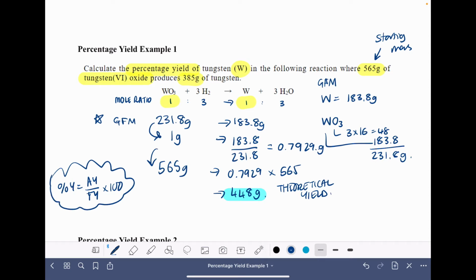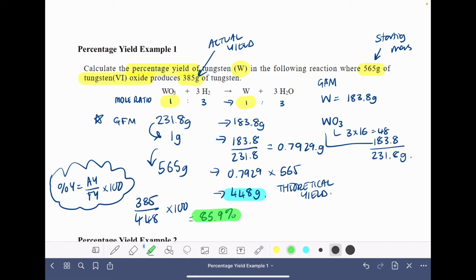And now let's insert the numbers that we have. So our actual yield is here. This is our actual yield. And we're going to divide that. So 385 divided by 448 multiplied by 100. Pop those numbers in your calculator and you get 85.9%. And that is our final answer.